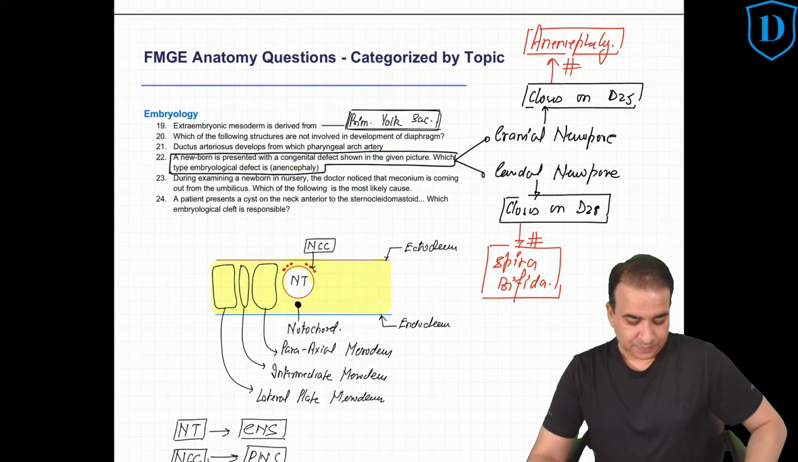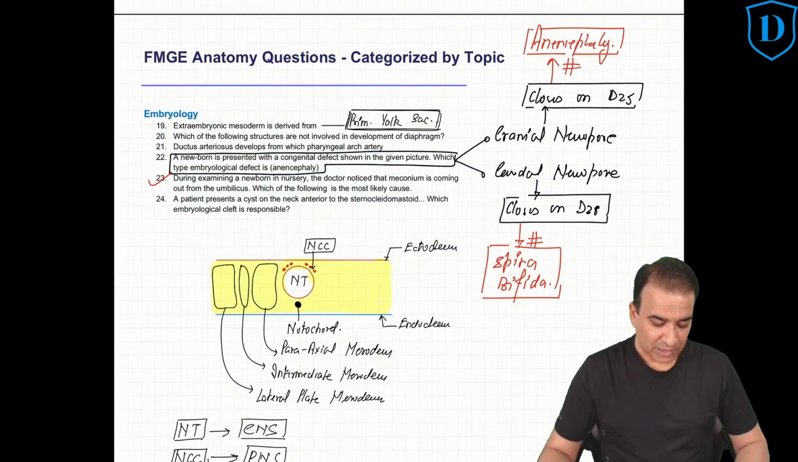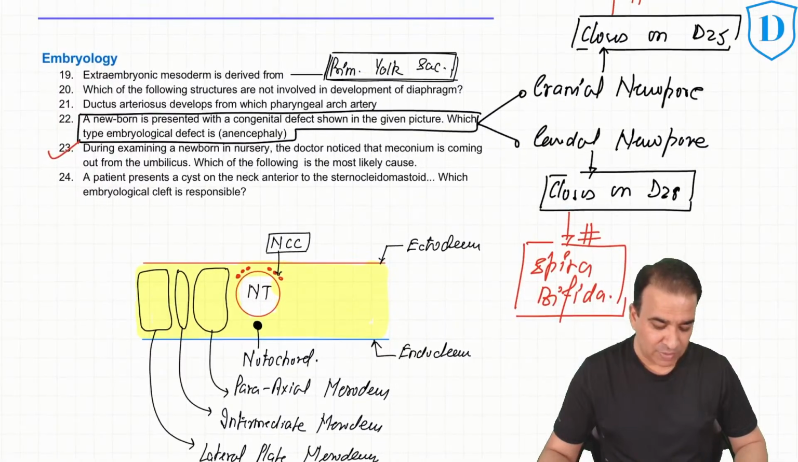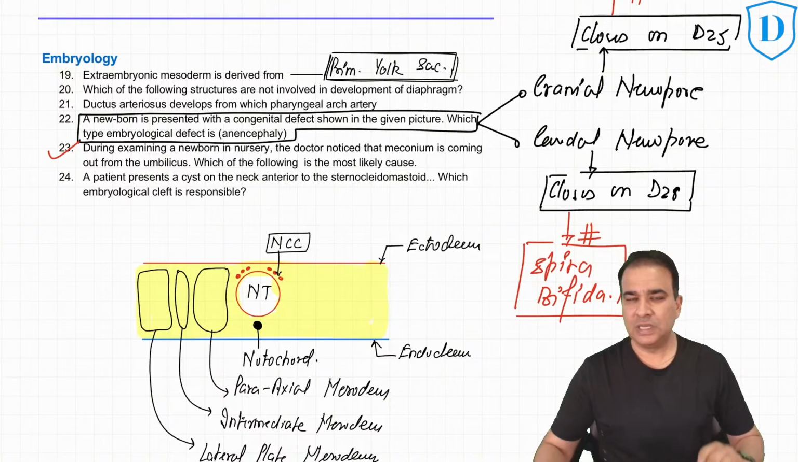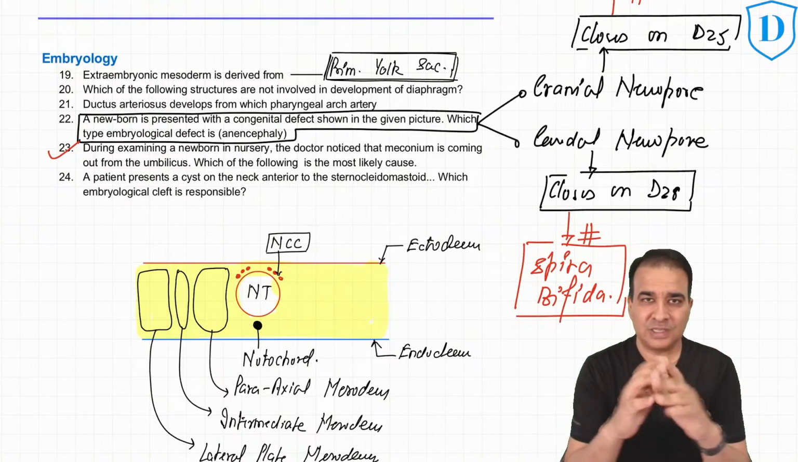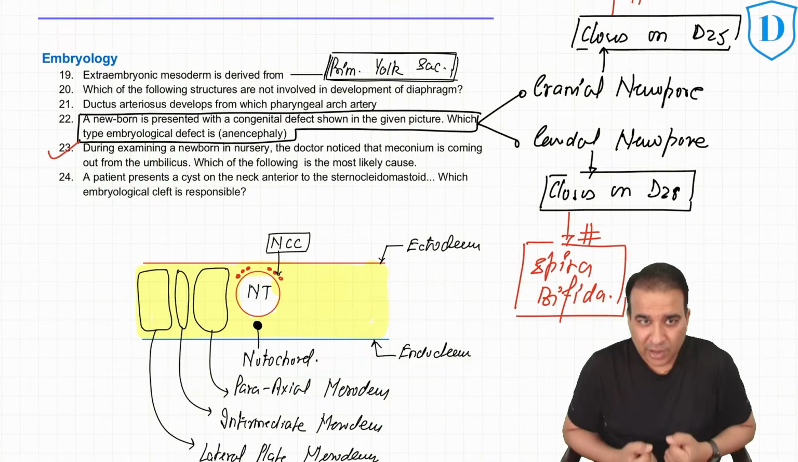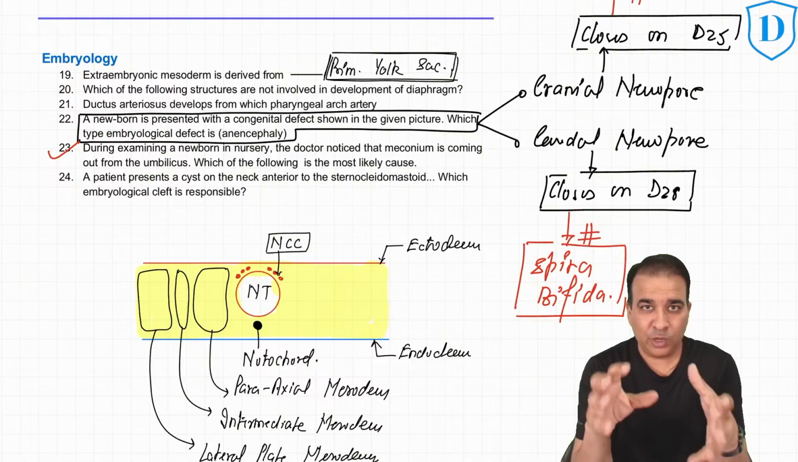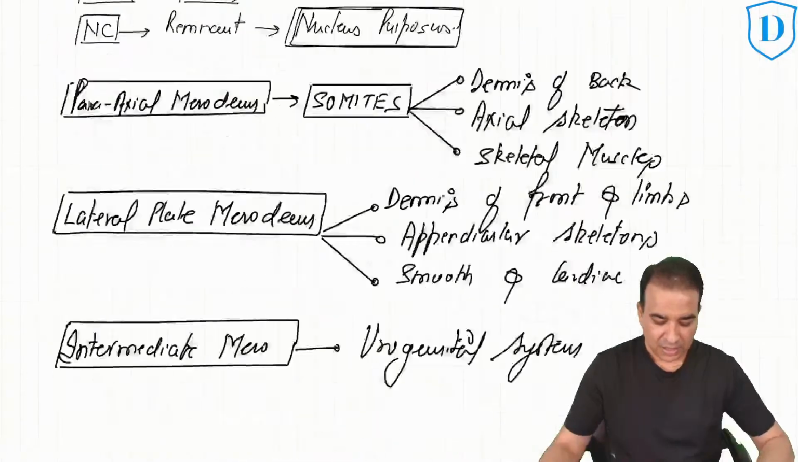ओके, मैं एक और क्वेश्चन लेता हूं, उसके बाद में pharyngeal arches पर आता हूं लास्टली. देखो गाइस, during the examination of a newborn in nursery, the doctor noticed that meconium is coming out of the umbilicus. Which of the following is most likely the cause? Now ये question इसलिए important है because there is a picture of the folding of the embryo. Craniocaudal folding हो रहा है, embryo का craniocaudal folding is taking place. और craniocaudal folding में आपको ये notice करना है कि what are the things of the yolk sac which will come out.